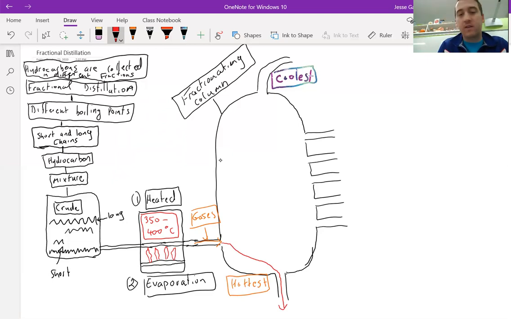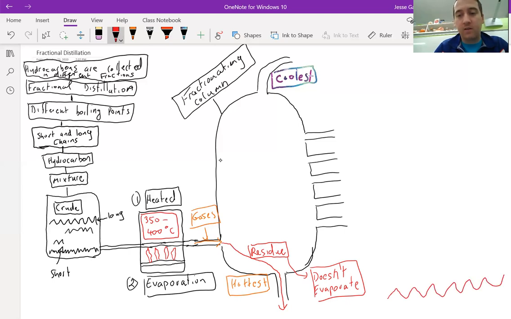Now, this substance tends to be called the residue. It's the bit at the very bottom that doesn't evaporate. So it is the first thing to come off at the bottom. It's the first thing to flow out the bottom of the fractionating column. This would be the longest chained substances. Longest chain, highest boiling point. Longest chains at the bottom.